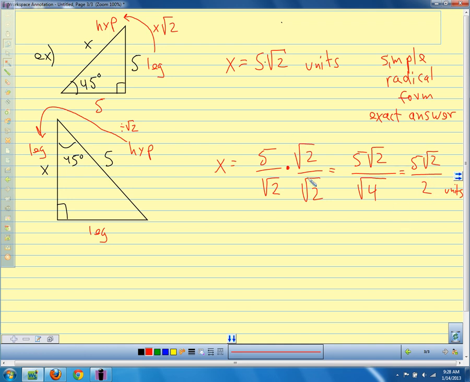To rationalize the denominator, multiply the top and the bottom by whatever the square root is that we have in the bottom. And then we simplify. When we multiply two numbers that are under the square root, we multiply them underneath the square root. Questions?